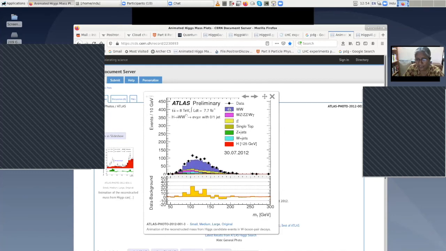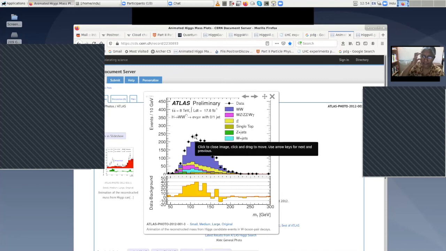And since you can see that the data is dominated by the WW channel, which is pure WW without the Higgs resonance, that's why the WW also peaks around the Higgs mass. That is the reason that even the background peaks around the mass.